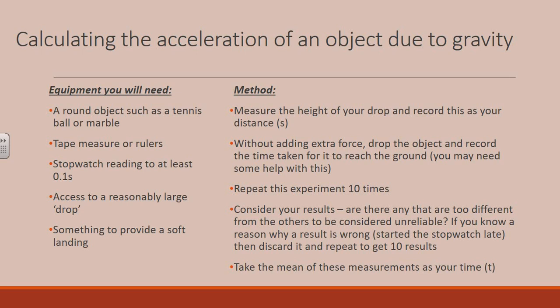Are there any that are too different from the others and you would consider unreliable? There might be a reason why a result is wrong. So maybe you started the stopwatch late, or maybe you were distracted or something. If so, then just discard it and repeat it to get 10 results. Then you need to take the mean of those measurements, and that will be your time.